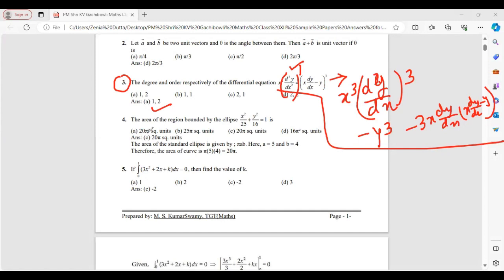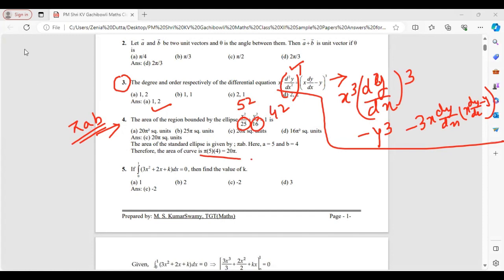Moving on, question number 4. The area of the region bounded by the ellipse x square by 25 plus y square by 16 equal to 1. Now here, if you go by the longer method, it will take more time, and a 1 mark question should not be given more than 1 minute, or in fact less than that. So if we can remember that the area is pi AB, then 25 means 5 square and 16 means 4 square. So pi AB is 20 pi. So that will save on your time.